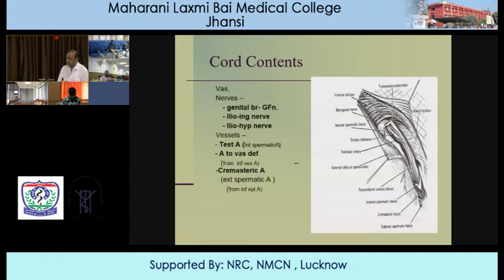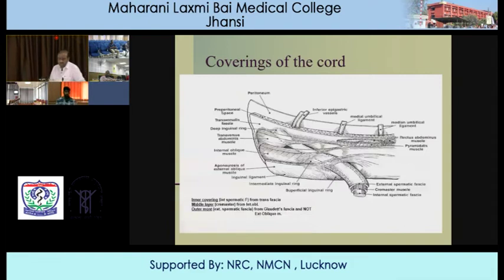Now, we all see this very common, very familiar picture. And we all know the inguinal canal, we know about the deep inguinal ring, we know about the structures which are passing through it, we know about the three arteries that are there, we know about the three nerves which are there, and in addition to that, we also know the three coverings that we have. Now, it's a very good illustrative picture which I found for you all, and in this one you can see the three coverings: the external spermatic, the cremasteric, and the internal spermatic fascia.